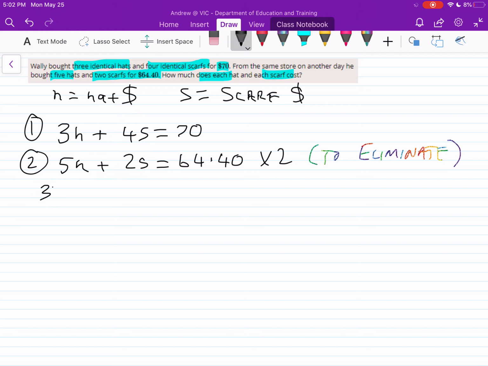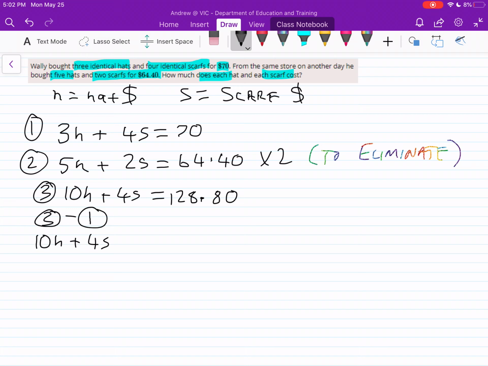So here I'm going to make equation 3, and this is going to be all this by 2, so it's going to be 10H plus 4S is equal to 64.40 times 2, so it's going to be 128.80. So now I'm going to do equation 3 minus equation 1. So here we've got 10H plus 4S, and we're going to be minusing 3H plus 4S. That's going to be 128.80 minus 70.